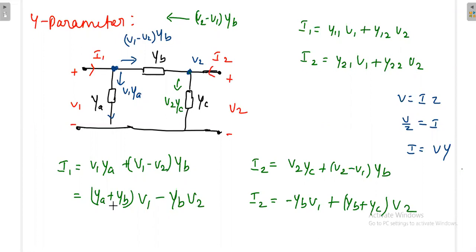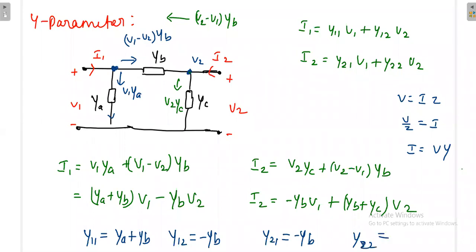What is Y11? Y11 is equal to, again you compare with the standard equation. Y11 in our case is YA plus YB. And then what is Y12? That is equal to minus YB. What is Y21? Y21 is also minus YB. Then what is Y22? Y22 is equal to YB plus YC.